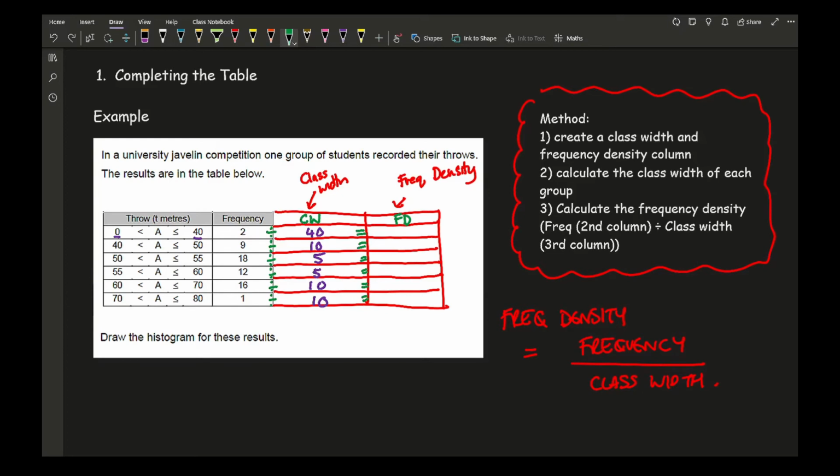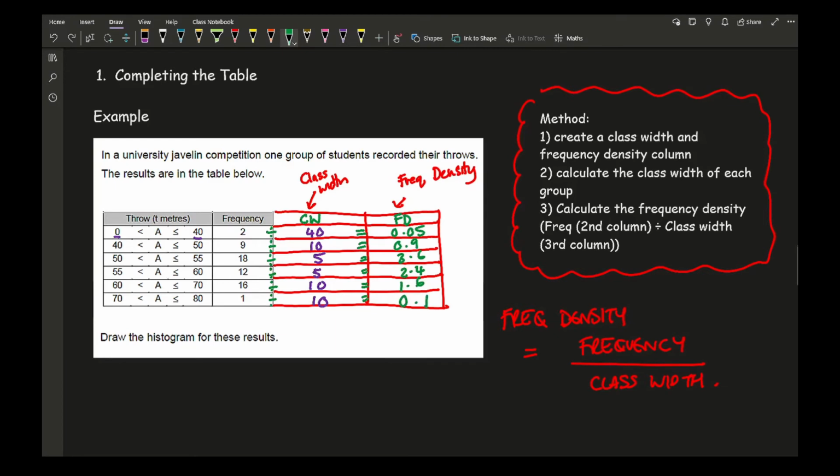So I've got 2 divided by 40, which is going to give me 0.05. I've got 9 divided by 10, which is 0.9. 18 divided by 5, which is 3.6. I've got 12 divided by 5, which is 2.4. I've got 16 divided by 10, which is 1.6, and 1 divided by 10, which is 0.1. And there is my frequency density.